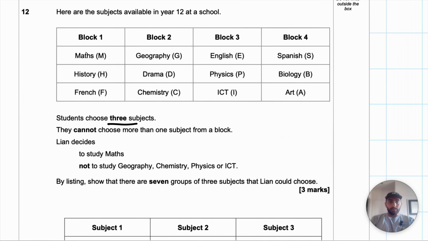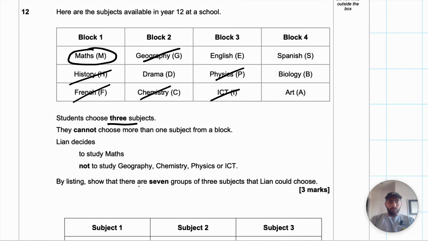Liam decides to study maths. So that means he's definitely studying maths and he's not studying those 2. Not to study geography, chemistry, physics, or IT. So let's cross those out. So geography, chemistry, physics, or IT. So that means he's either going to study drama or English.